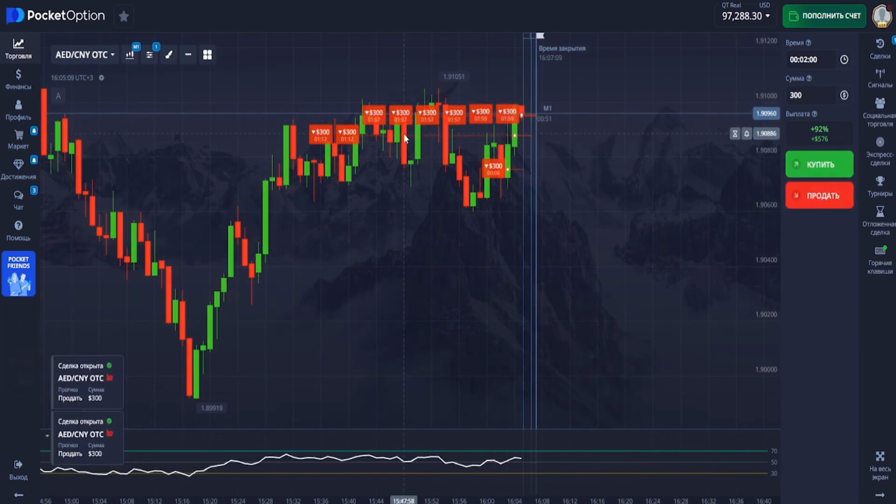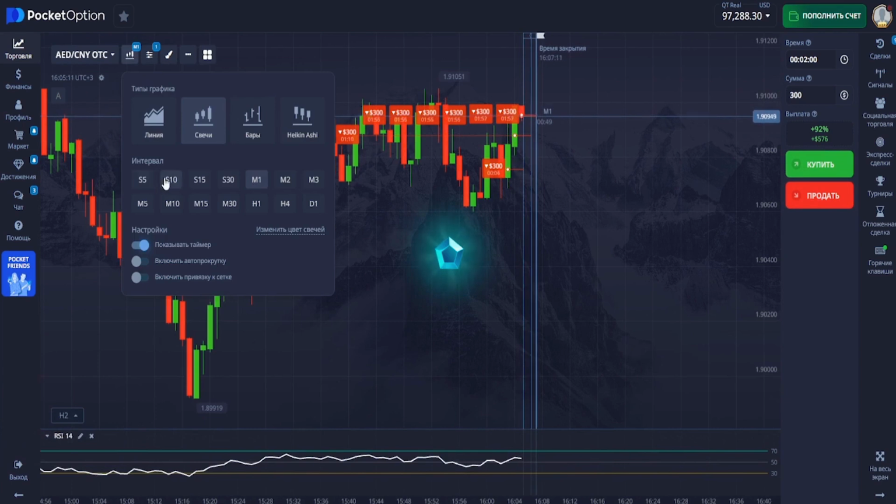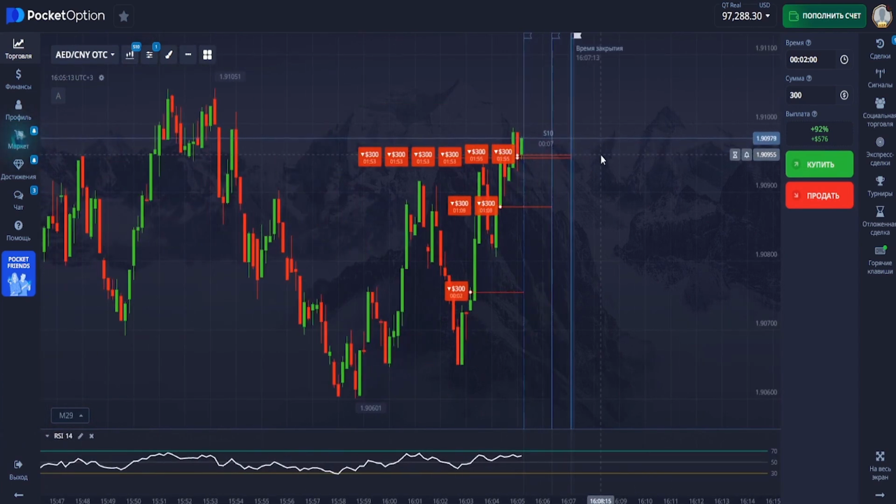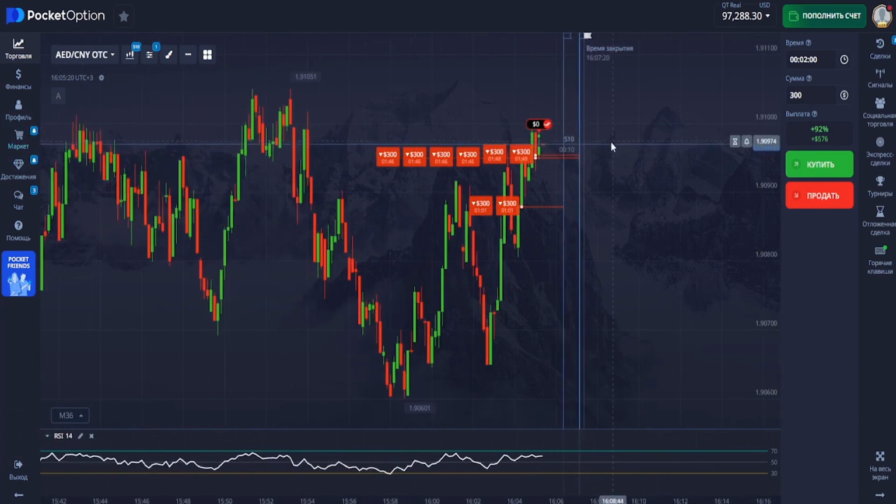Oh, I opened way too many positions. Well, all right. I have to earn. I have to take risks because there's not much time left, only 3 weeks, and I need to make a whole $60,000. That's really a lot.